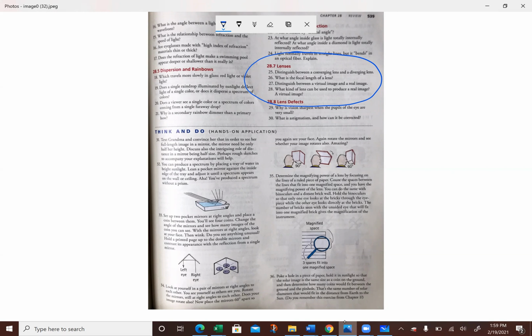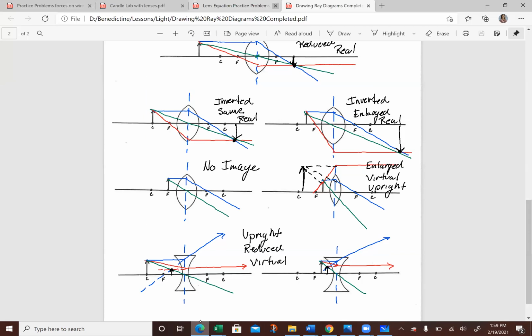A real image forms when rays converge, while virtual images occur when rays diverge. That is true. One works because of rays diverging, another because of converging. That's correct. Which one can be projected onto a screen, Pierce? Which one can I put onto a piece of paper? A real image. Good, a real image.